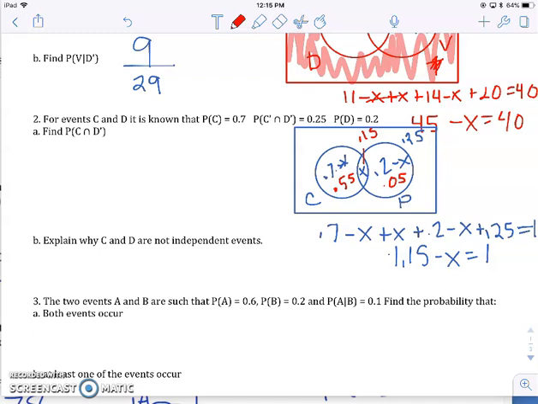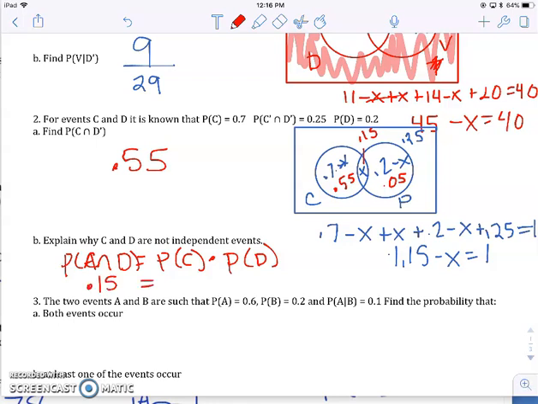So find the probability of C and not D. So what number is in C and not in D would be the 0.55. Explain why C and D are not independent. Well, to be independent, the probability of C and D equals the probability of C times the probability of D. So the probability of C and D is 0.15, and that does not equal the probability of C times the probability of D.